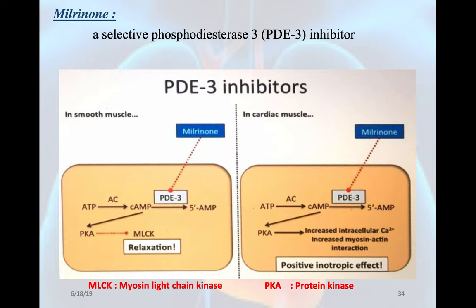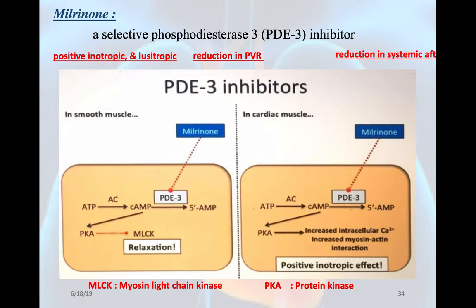Going to milrinone, which is a selective phosphodiesterase 3 inhibitor, it is very important in causing relaxation and a positive inotropic effect. The relaxation and the positive inotropic effect cause the lusitropic effect, which increases the time for the diastolic filling of the cardiac chamber. So it has a very important role as a vasodilator and at the same time improves the myocardial function and decreases the pulmonary hypertension.